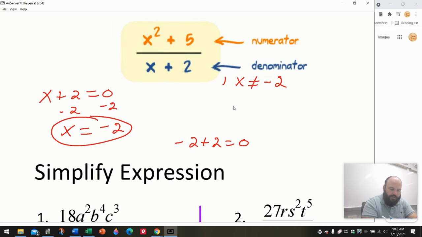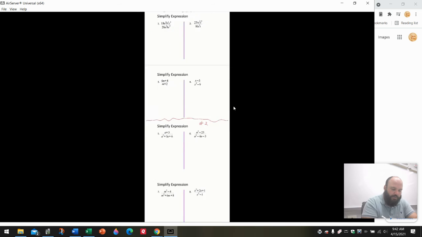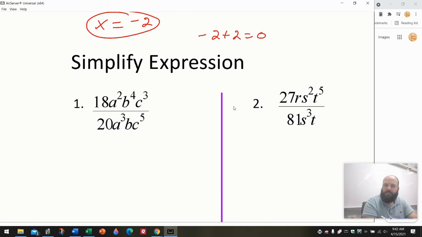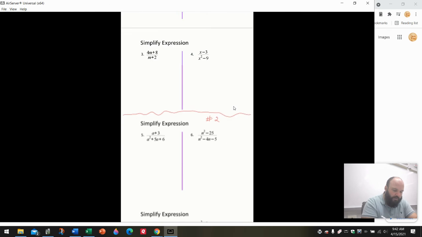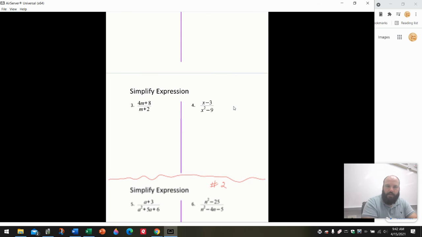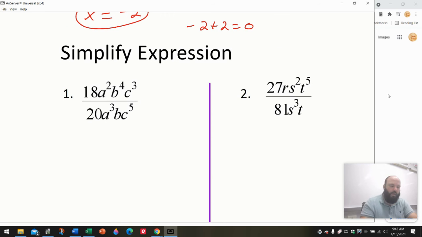So for all of these rational expressions, after you simplify them, sometimes you will be asked to determine what value should be excluded. Now, for these first ones, we're not going to do that. But for these later ones, which will start in number 3, we will do that. Okay, so let's try one of these examples. These first ones are going to be pretty straightforward in that we will just be able to cross things off that you see in the numerator and the denominator.